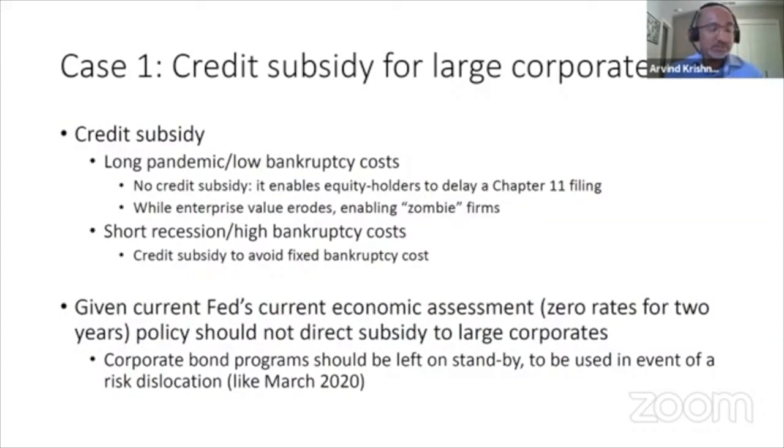What that means is that the corporate bond program that the Fed has doesn't really need to be turned on. Now, the Fed is currently scaling this up. It's still not very big. Our analysis suggests that the right thing to do is to just keep it on standby and really to just leave it in the event of a market dislocation like the March 2020 period.